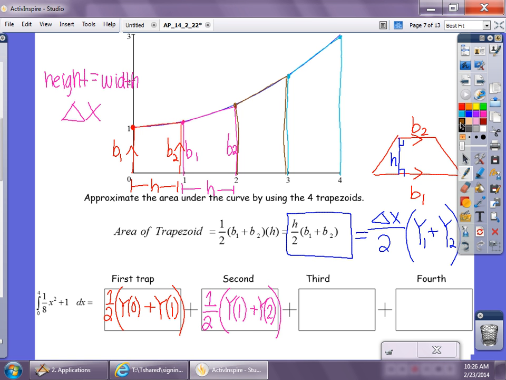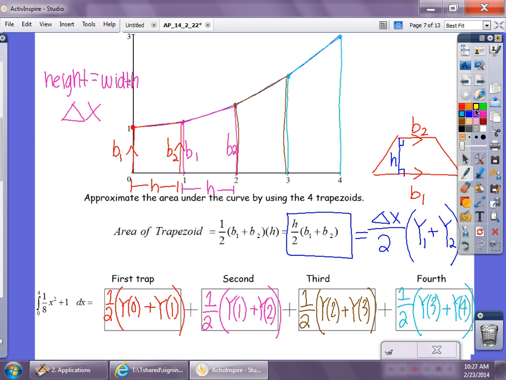The next one in brown would have been a height of 1. The 2 is always there because that's part of the formula. And then y of 2 plus y of 3. And then the last one in light blue, 1 divided by 2, y of 3 plus y of 4. So what you'll notice, it uses every single y value for a trapezoidal. We don't skip any of them.